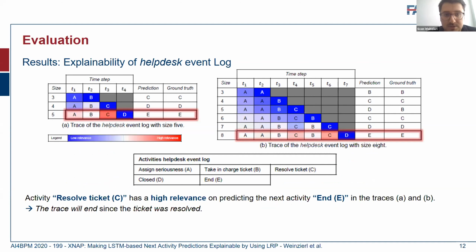I provided a lot of details, but now we come to the results of the explainability. On the left side, you have a short prefix. On the right side, you have a large prefix with a size 8. As you can see here, the activity C has a high relevance on E. E is the end, so we can say the resolved ticket has a high relevance on predicting the next activity E in traces A and B. So the trace will end since the ticket was resolved.